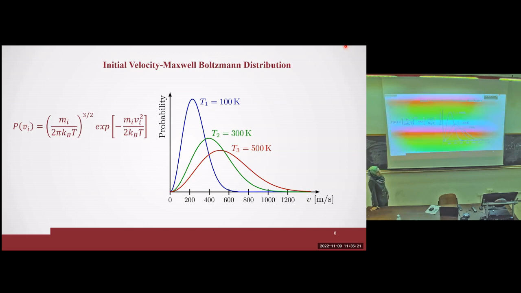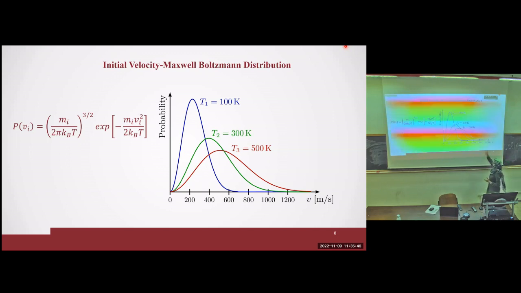It is the Maxwell-Boltzmann distribution. Maybe you have seen it before. For each temperature, we have a different distribution. For example, at 300 Kelvin, which is around room temperature, this is the curve. The green one is the curve. And for example, it tells you that the range of the velocity is from 0 to around 1000 meters per second.